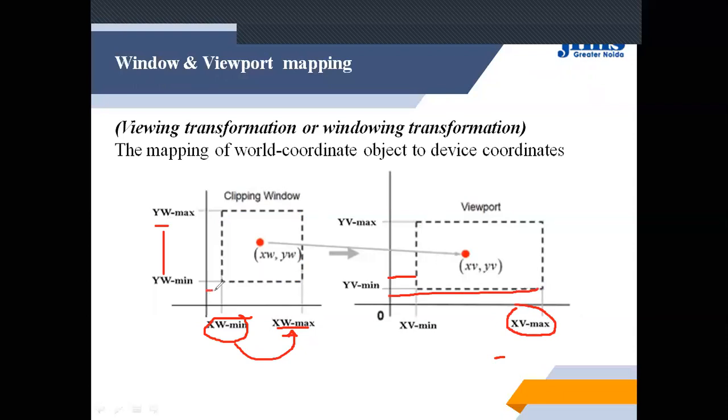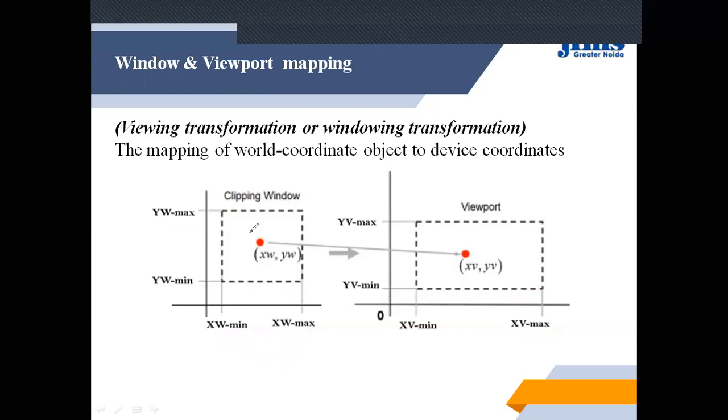In the same way, in case of the window, the max coordinate minus the min coordinate is the size of the window in the x direction, whereas the size in the y direction is yw max minus yw min. So by using these coordinates, we can find out the size of our window or viewport.